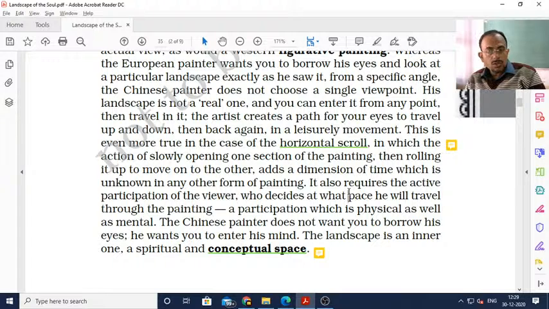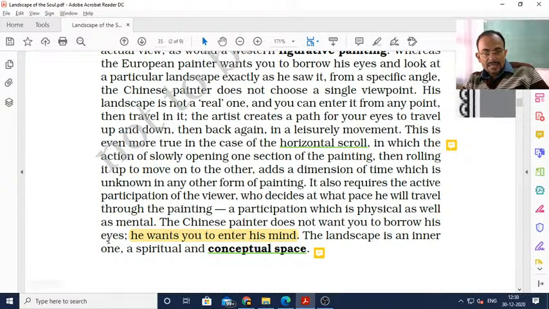It's something like the horizontal scroll, which does not show you everything together. It manifests in front of you step by step. Likewise, Chinese painting is something you need to understand gradually. You cannot understand it at one go. That is the meaning of this particular reference to the horizontal scroll. So the Chinese painter does not want you to borrow his eyes. He wants you to enter his mind. That is important. You need to enter his mind to understand what he has painted.